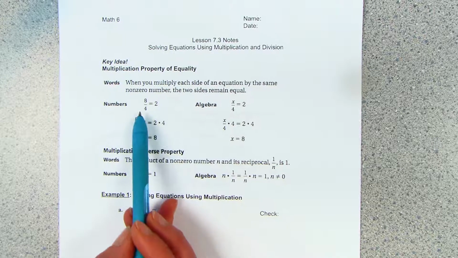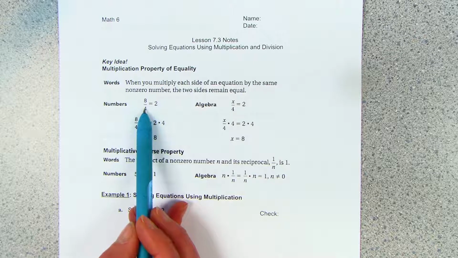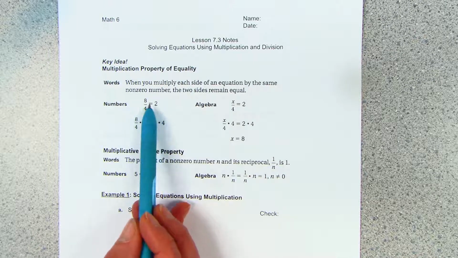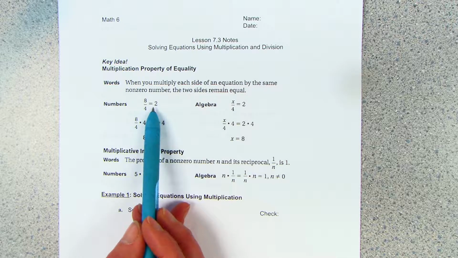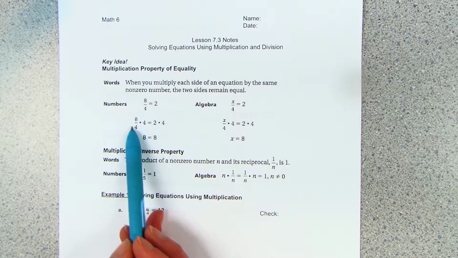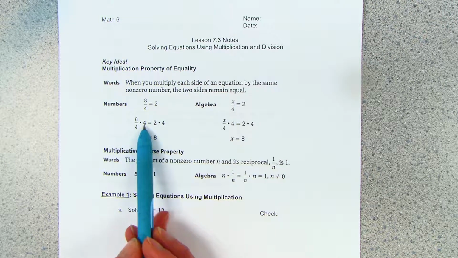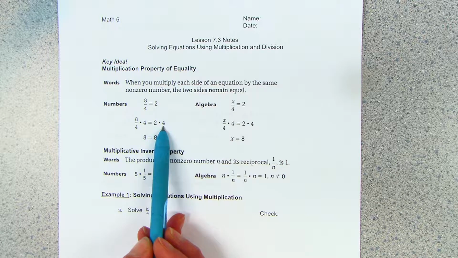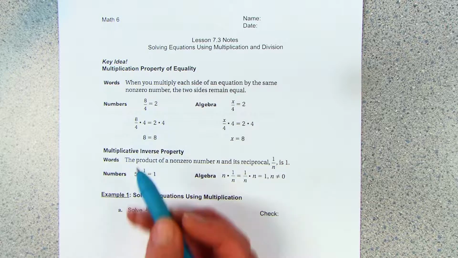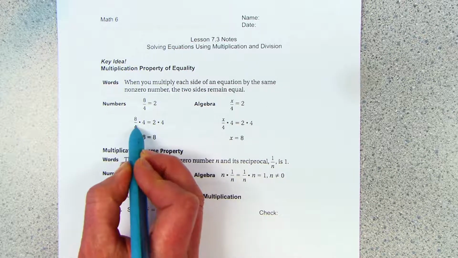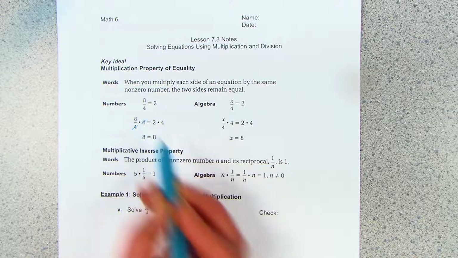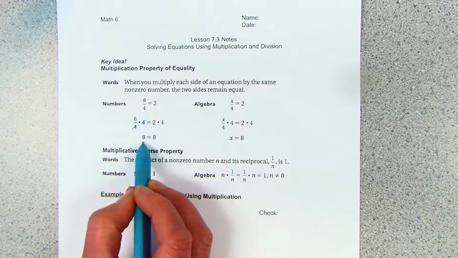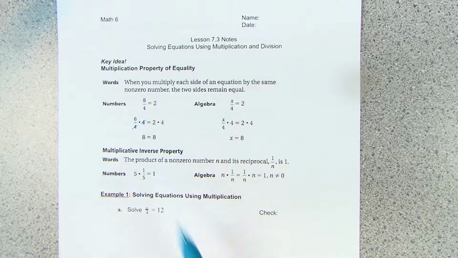So the way that looks with numbers, if we have 8 over 4 equals 2, you know that 8 divided by 4 is equal to 2. If I multiply the left side by 4, and I also multiply the right side times 4, I could cross cancel. I could have a 4 there and a 4 there, and so that would leave me with 8. And 2 times 4 is also 8. So when I multiply both sides by the same number, it stays the same.